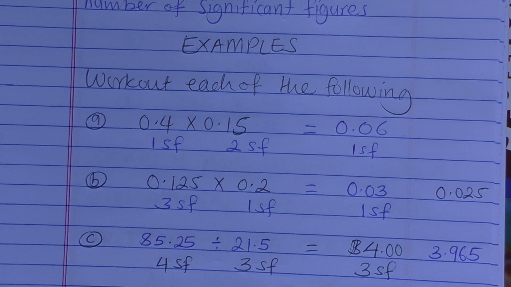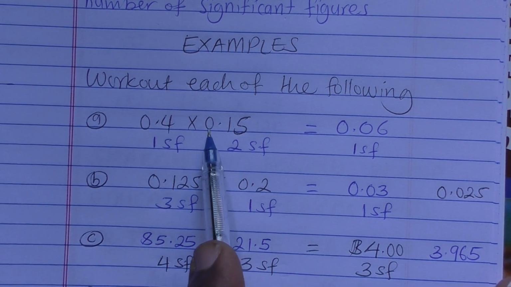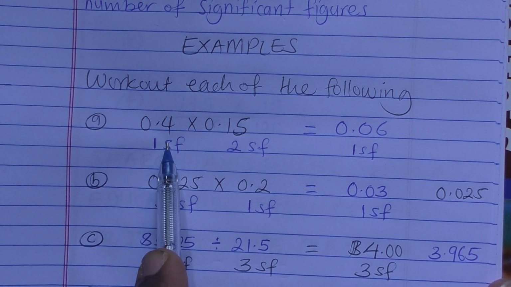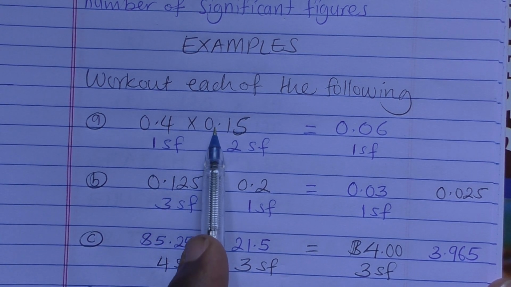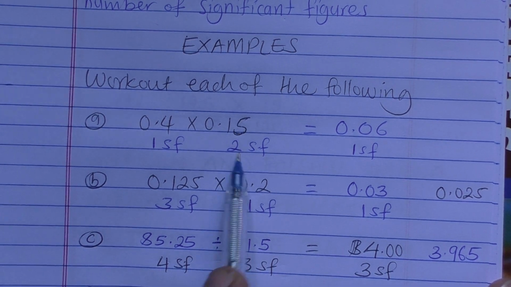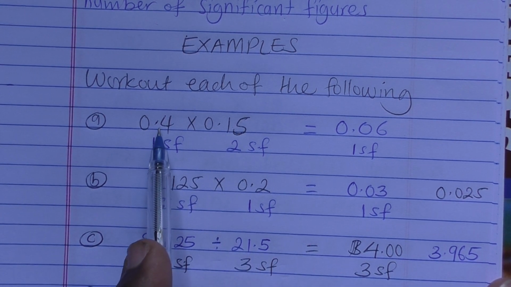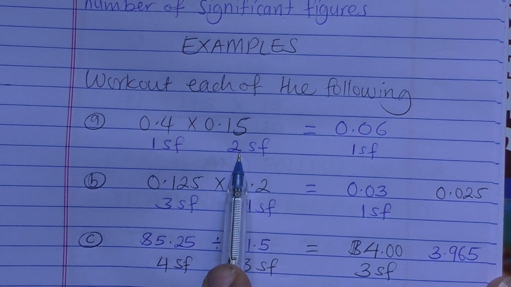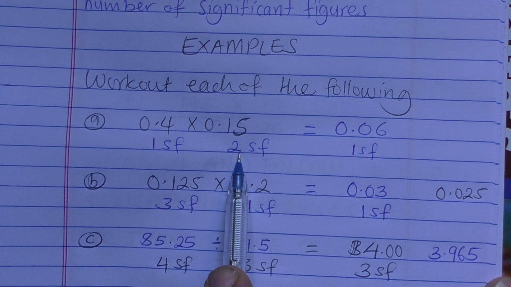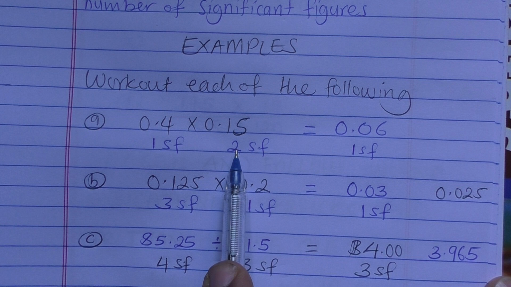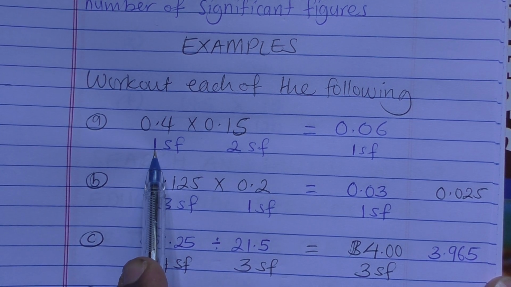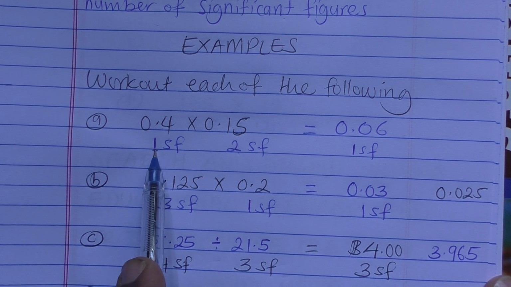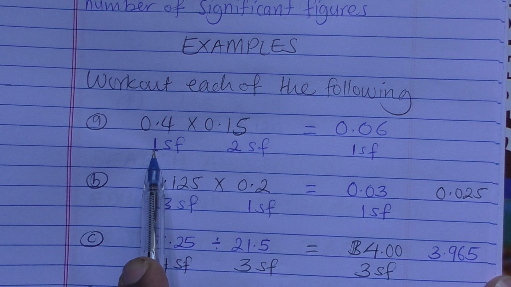We have 0.4 times 0.15. 0.4 has one significant figure, which is a 4, and 0.15 has 2. But since we are multiplying this one of one significant figure and this one of 2, the law says that our answer should be written to the number with the least number of significant figures. So, meaning that our answer should be written to one significant figure.